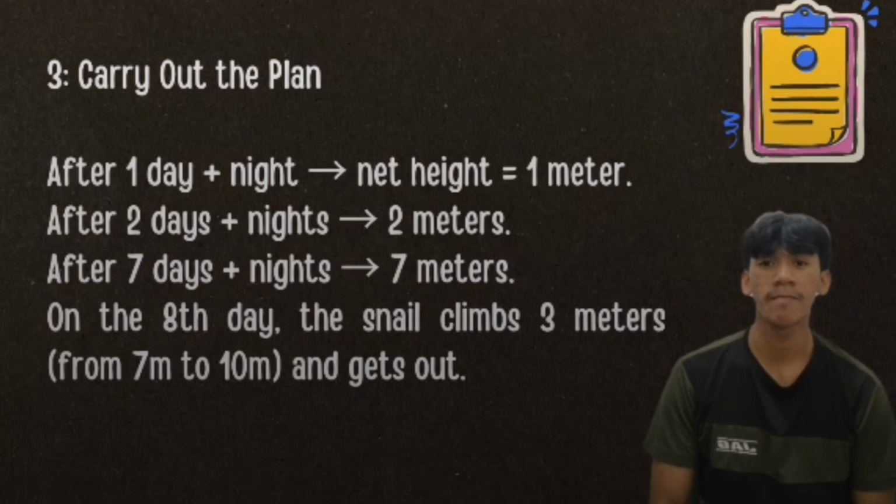Carry out the plan. After 1 day and 1 night, the snail is at 1 meter. After 2 days and nights, it's at 2 meters. And after 7 days and nights, the snail has climbed to 7 meters. On the eighth day, the snail climbs 3 meters from 7 meters up to 10 meters. It finally escapes the well, and since it's out, it doesn't slide back at night.